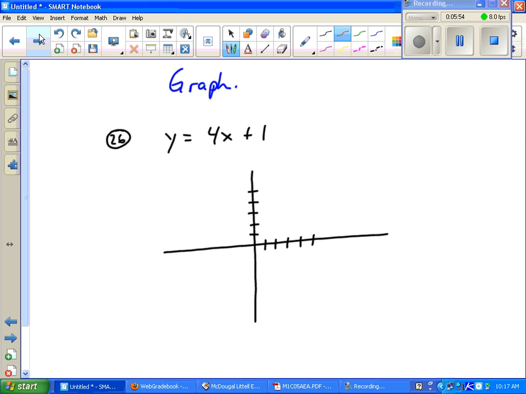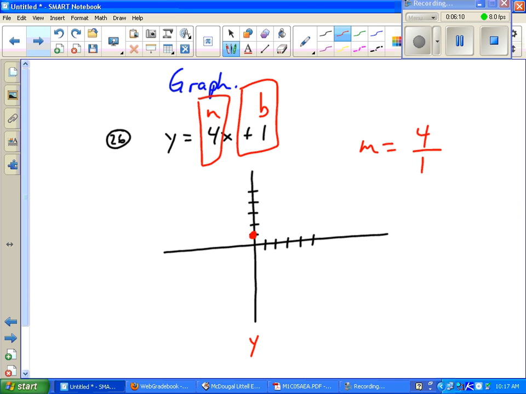26 says graph 4x plus 1. This one's easy. It's in mx plus b form already. B tells you where to begin. Remember, that's your y-intercept, so begin at 1. Your slope tells you where to move. 4 is the same thing as 4 over 1. That tells you to go up 4 times and to the right 1 time. So from where you began, go up 1, 2, 3, 4 times and go to the right 1 time for your second point. Your second point should be right there, and as straight as you can, draw yourself a line going through your 2 points. The graph should look like that.